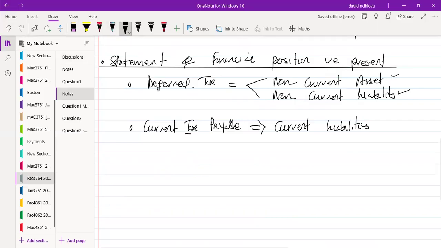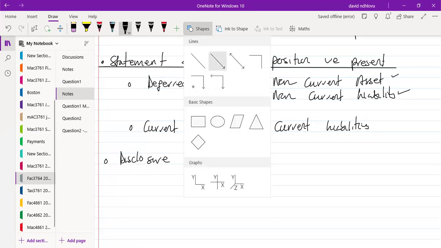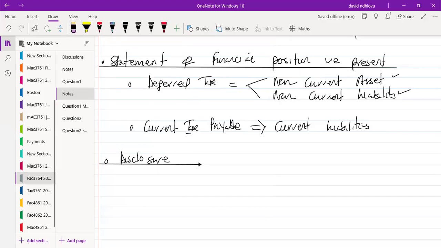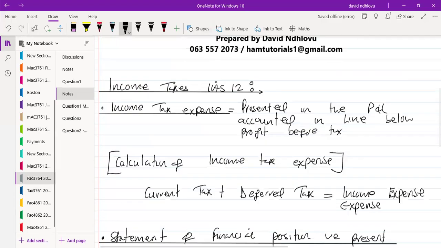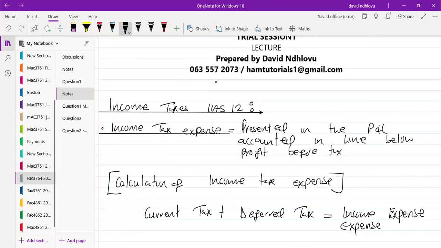Of course, the other important thing is disclosure. At this level, good people, whichever topic you do, part of what is important is to understand the disclosure requirements because you will always be examined on disclosure. Even if you understand something thoroughly in terms of calculation and presentation in the P&L and statement of financial position, you are not yet done until you cover the disclosure section as well. So this is where income tax really will affect you in your financial statements.